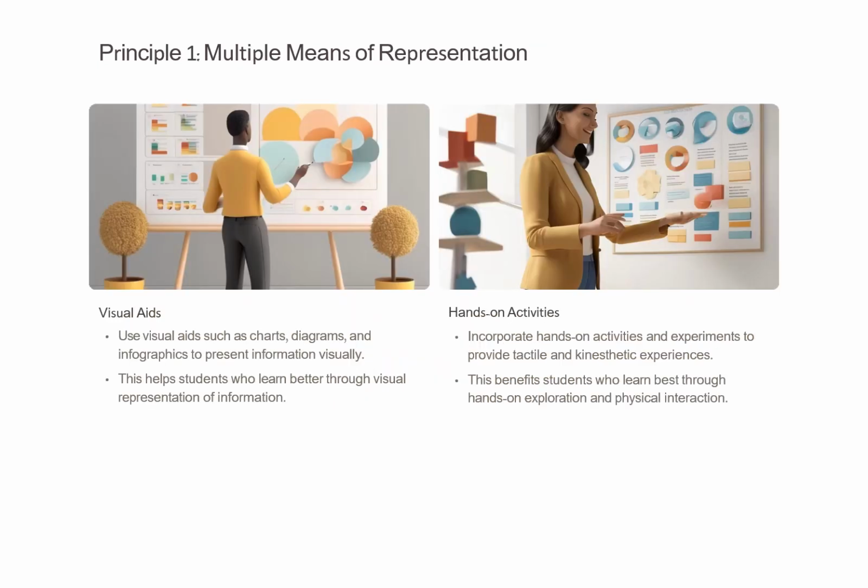So, Principle 1 of Universal Design for Learning emphasizes multiple means of representation, ensuring that learners have various ways to perceive information. Here are some strategies to implement this principle effectively. Visual aids. Present information in a visual format using visual aids like charts, diagrams, or infographics. This approach benefits students who learn better through visual representation, enhancing their understanding and retention.